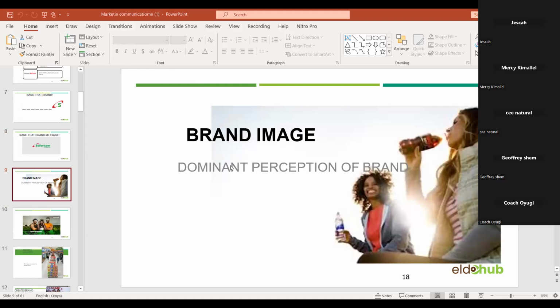Yeah, when you talk about brand image, mostly it refers to the overall perceptions consumers have about your brand. What are your customers saying about your brand based on their experiences and interactions with you? This narrows down to the customer service that you have. Oyugi has talked about feedback, because feedback from your customers is what makes you improve.